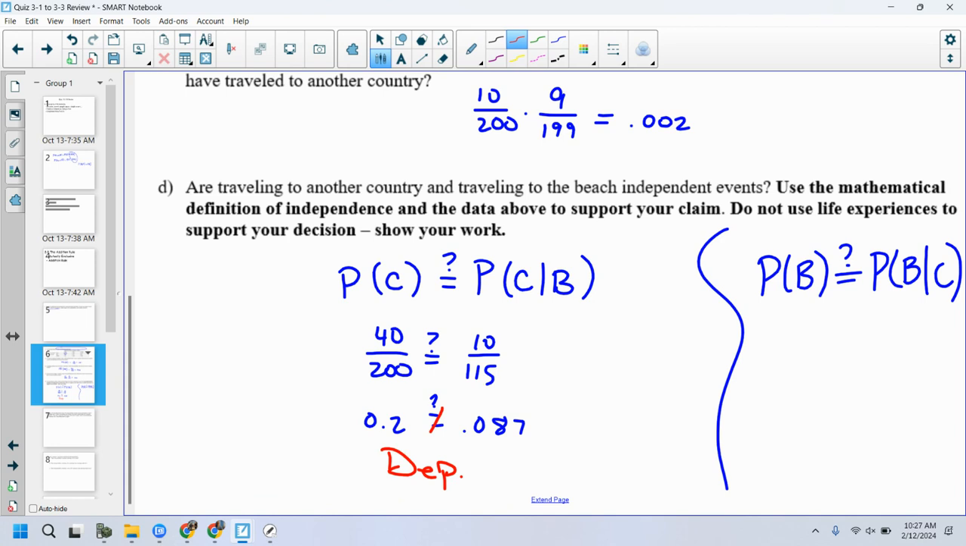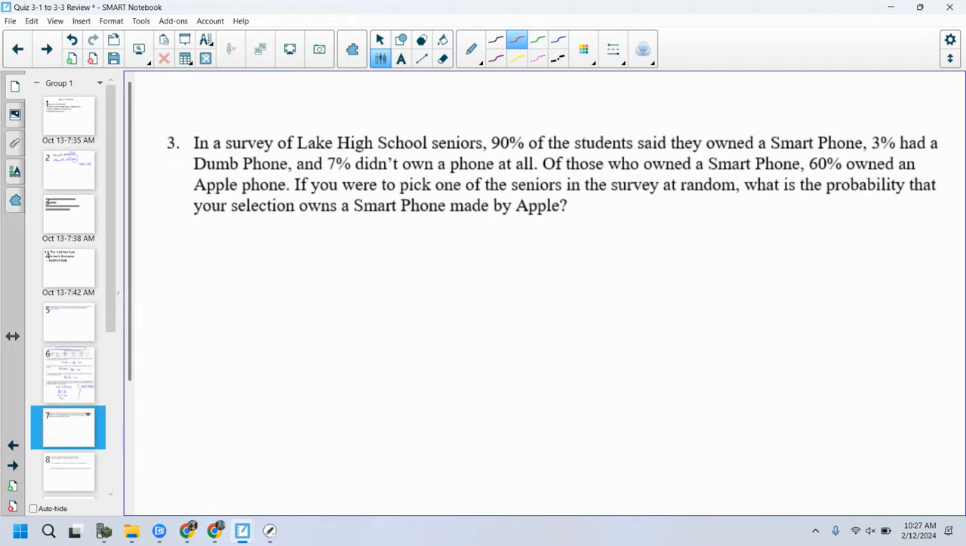Okay, question 3 on the bottom here. In a survey of Lake High School seniors, 90% of the students said they owned a smartphone. 3% had a dumb phone, meaning not smartphone. It's funny, this was even like a year and a half back. I feel like more people have smartphones. Anyway, and 7% didn't own a phone at all.